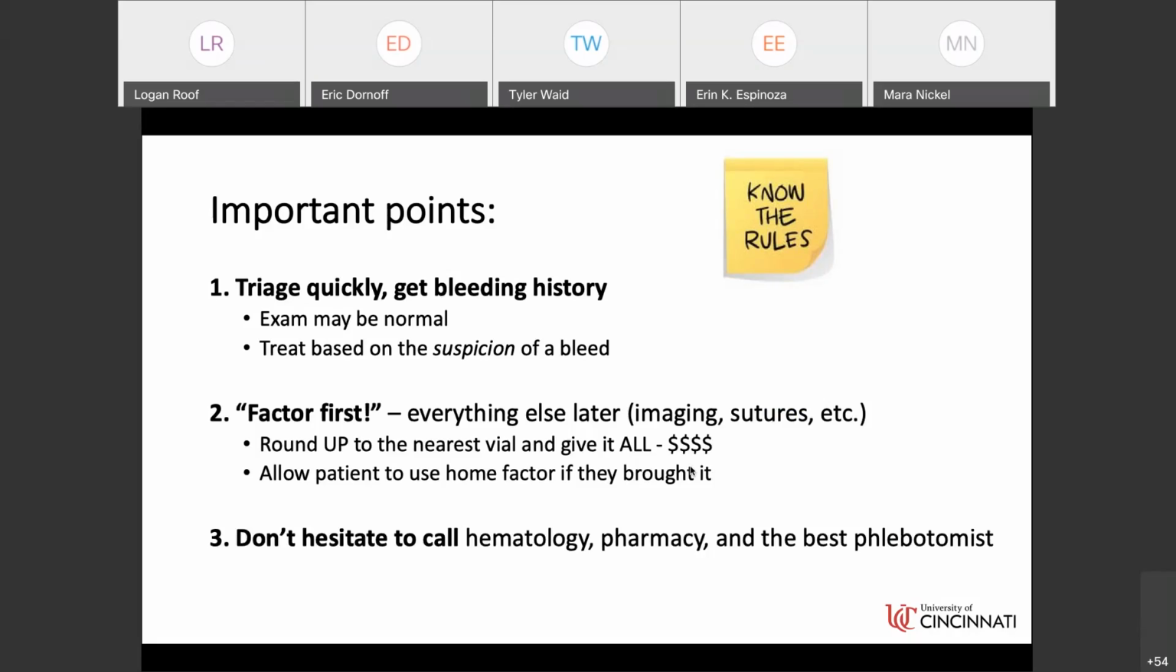And then, of course, don't hesitate to call us, pharmacy, who will be giving the medication because it is very expensive. And then, of course, your best phlebotomist that you can find to avoid multiple sticks that can cause more hematomas.